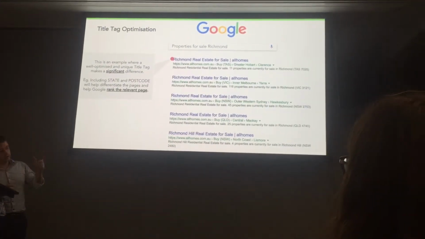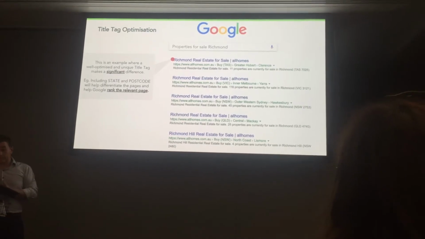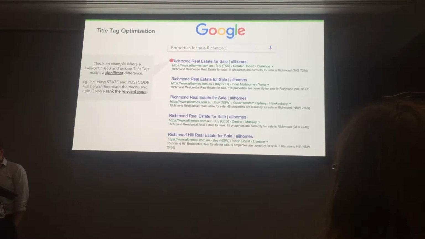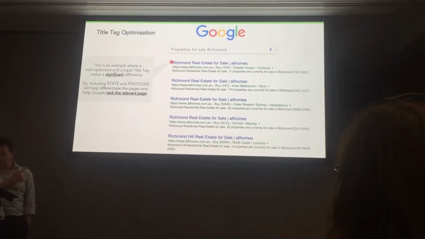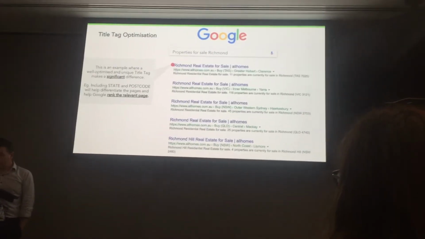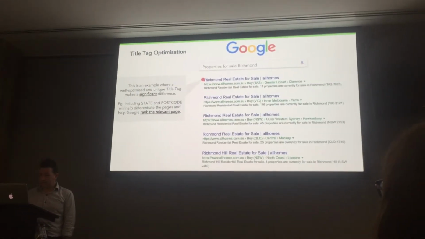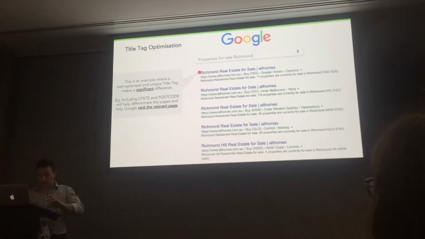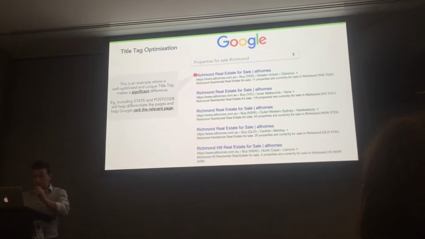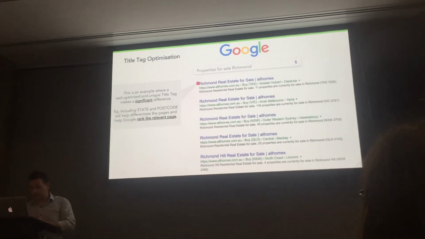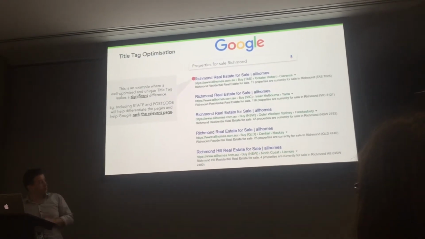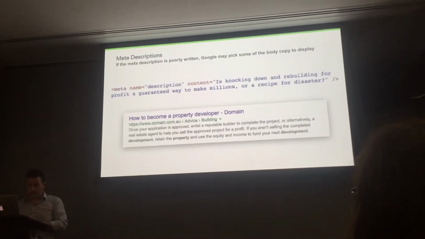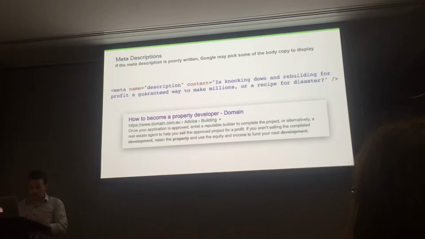Also, the reason to optimize a title tag is not only for search engines, it's for users as well. If you do a search for properties for sale in Richmond, which Richmond? There's one in Tassie, there's one in Victoria, there's one in New South Wales. Having the state or the postcode in the title would not only help search engines understand if this person is searching from Hobart, show them the Tasmanian one at the top, it helps differentiate it from users here as well. And this is an Allhomes example. And like I said, meta descriptions, if they're poorly written, Google picks up the body copy to display it.